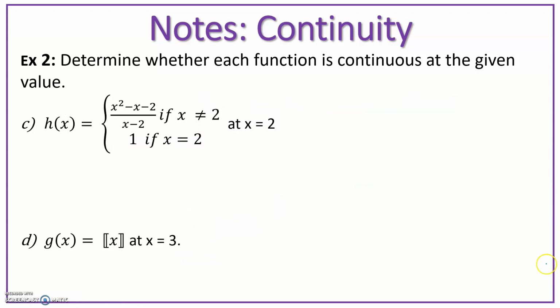Let's take a look at h of x. So this function looks very similar to the one we just saw. We have here 2 is the value we're checking for continuity. If we were to plug it into the first part of our piecewise function, we could see that it does not work. Therefore, they have defined h of x as being 1. So it is in fact defined. h of 2 is 1, is defined.